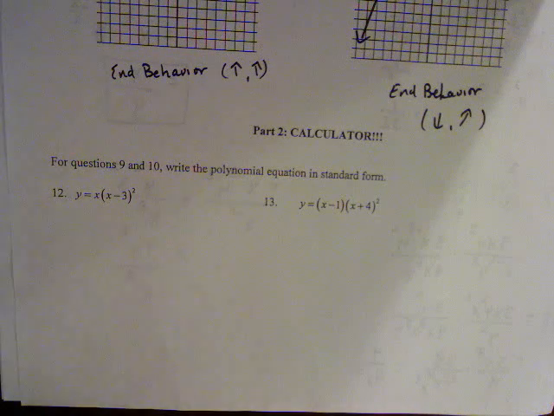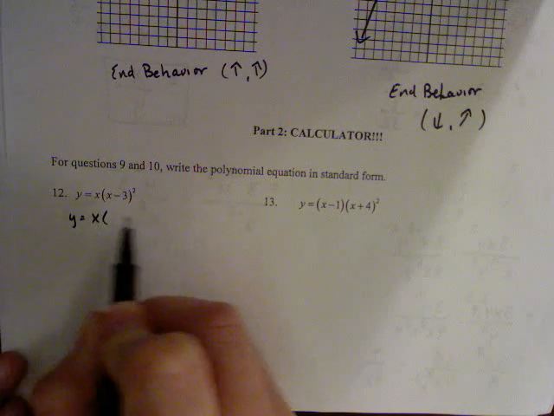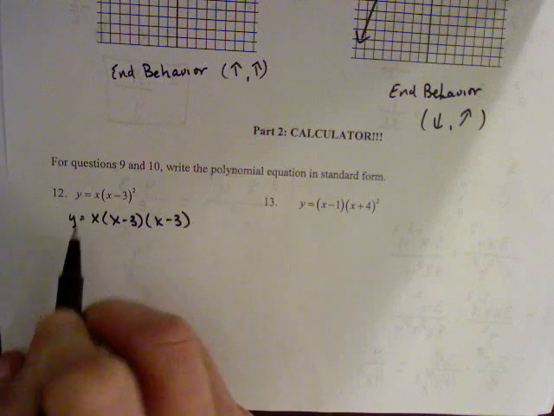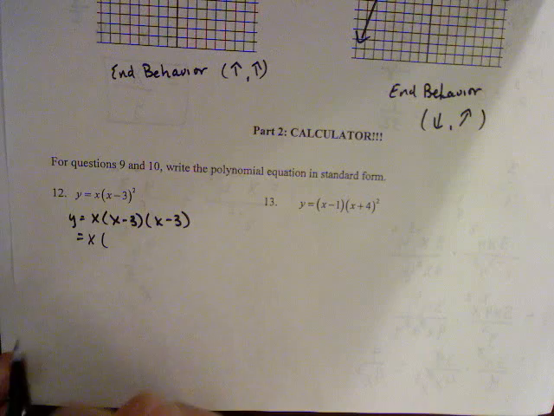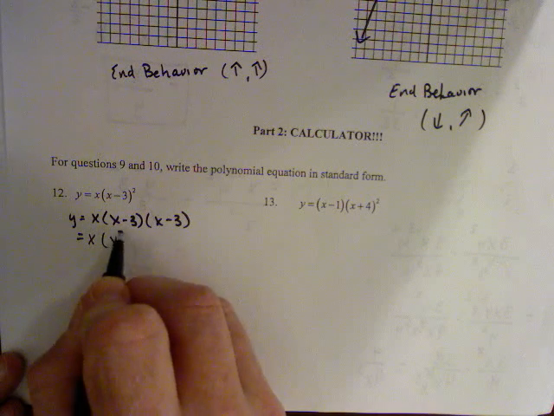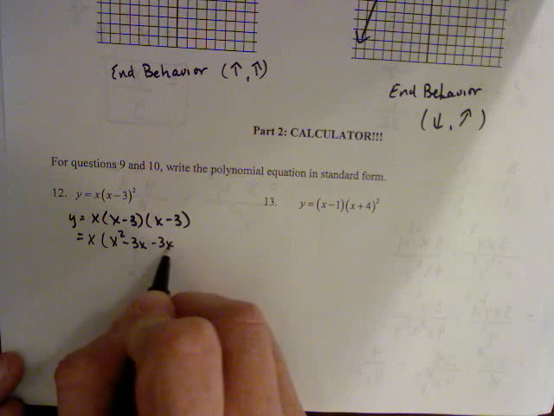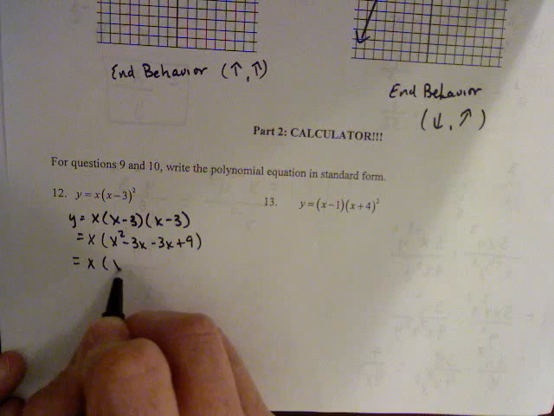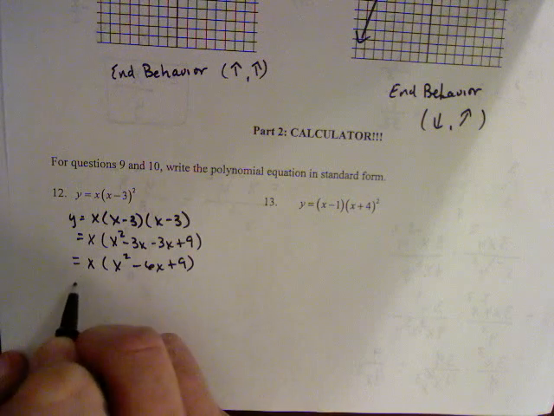For number 12, we have to expand the polynomial. So we will just FOIL out the x minus 3 times the x minus 3 and then distribute through by the x. So x minus 3 times x minus 3 is x squared minus 3x minus 3x plus 9. Combine the like terms, x squared minus 6x plus 9.